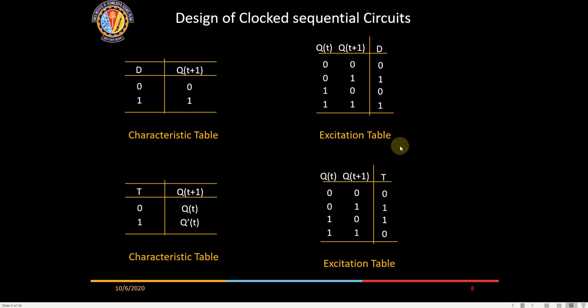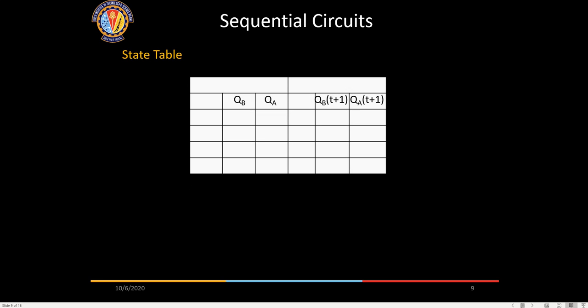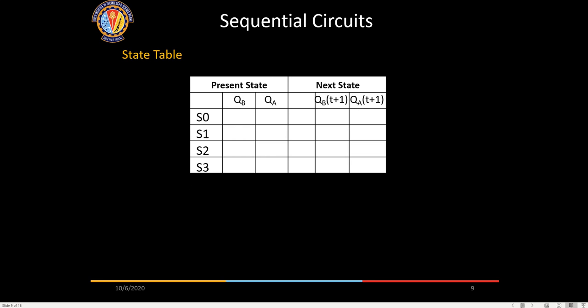Is it okay? Are these excitation tables understood by everybody? Is there any doubt in this? No? Okay, so let me move forward. Let's make the table for the same problem with the D flip-flop.